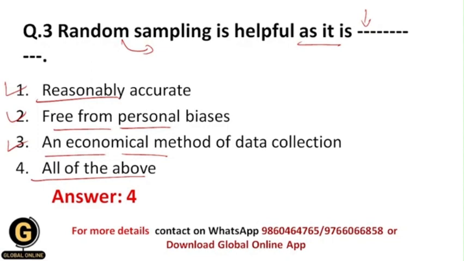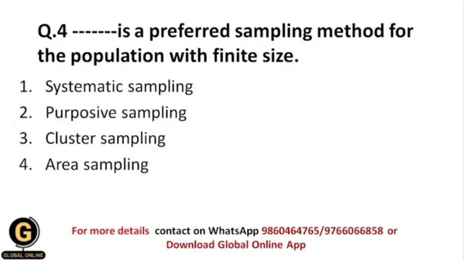Okay, next, that dash is a preferred sampling method for the population with finite size. So from these sampling techniques, which is the preferred sampling technique for the population with finite size: whether it is systematic sampling, purposive sampling, cluster sampling, or area sampling.